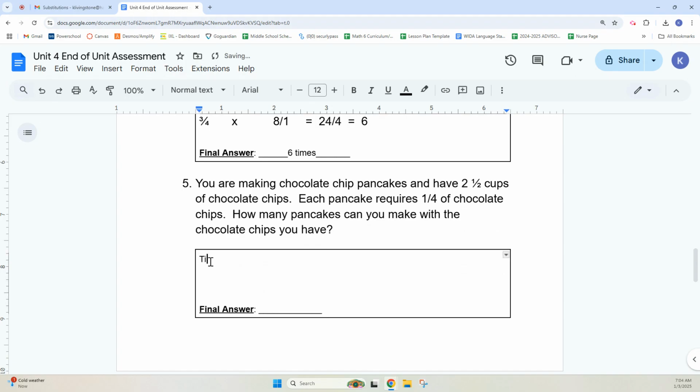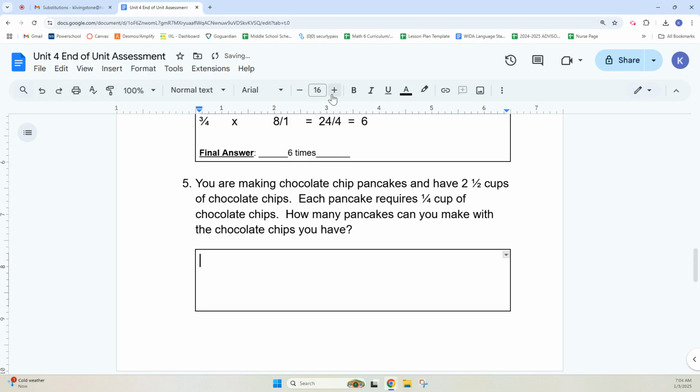You are making chocolate chip pancakes, and you have 2½ cups of chocolate chips. Each pancake requires a 1/4 cup, that should say 1/4 cup, of chocolate chips. How many pancakes can you make with the chocolate chips you have? All right, so first we need to identify our totals and then our groups.